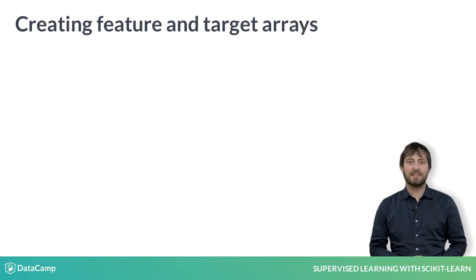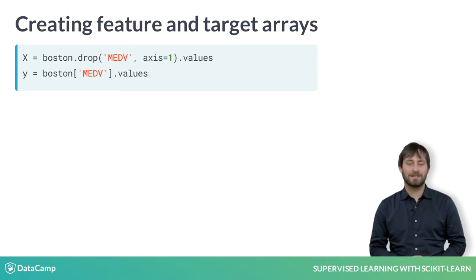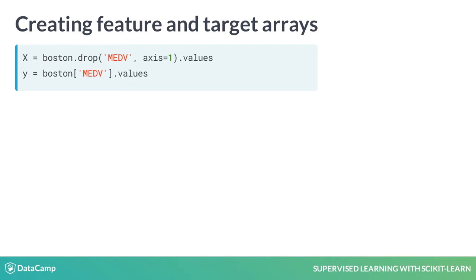Now, given data as such, recall that scikit-learn wants features and target values in distinct arrays, X and y. Thus, we split our data frame. In the first line here, we drop the target. In the second, we keep only the target. Using the values attribute returns the NumPy arrays that we will use.